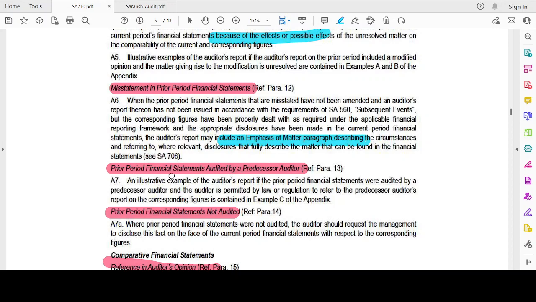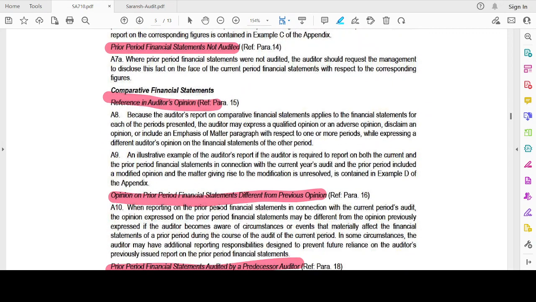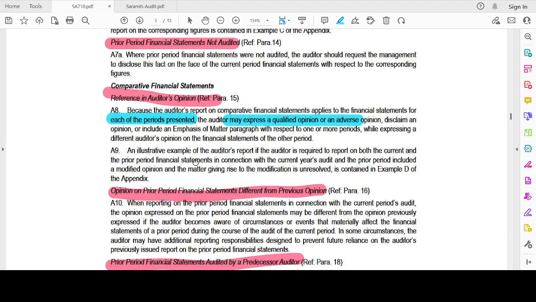Okay, then prior period financial statements audited by a predecessor auditor. We have an example there. Okay, now comparative financial statements. Reference in the auditor's opinion. Because the auditor's report on the comparative financial statements applies to the financial statements for each period presented, the auditor may express a qualified or adverse opinion or disclaimer of opinion. Illustration we can see there.